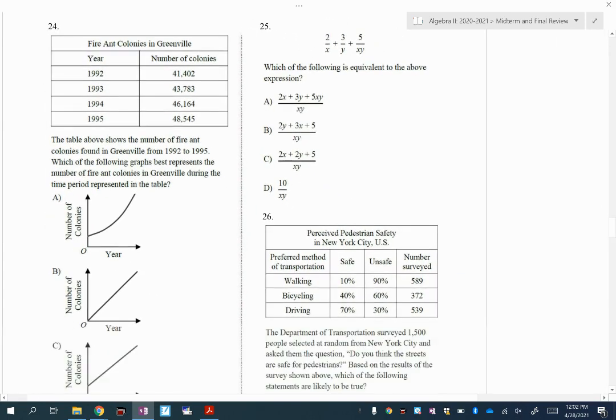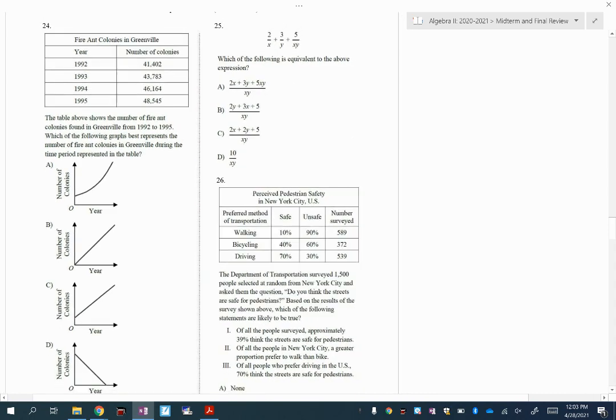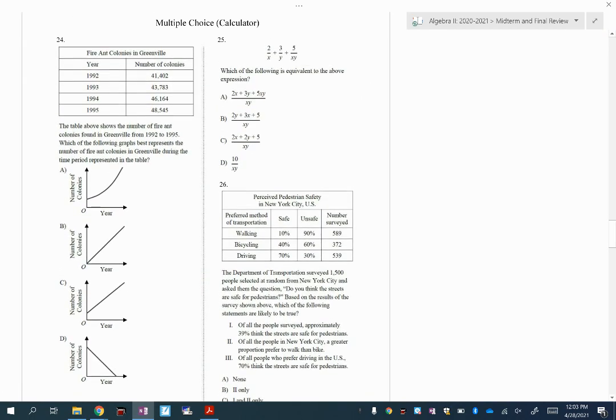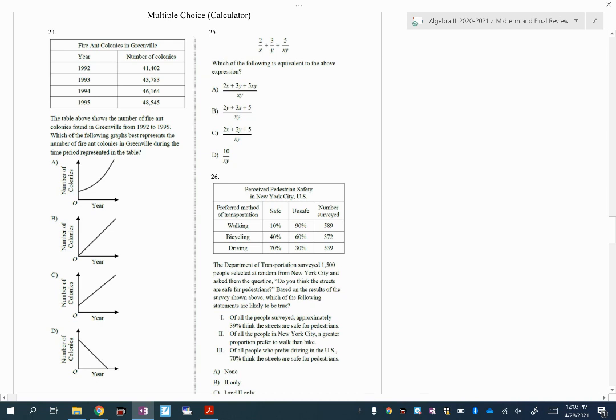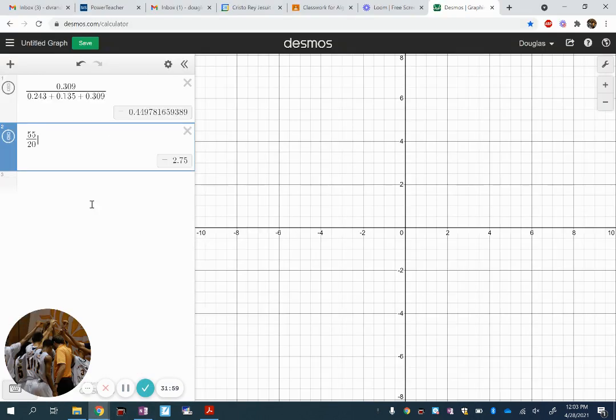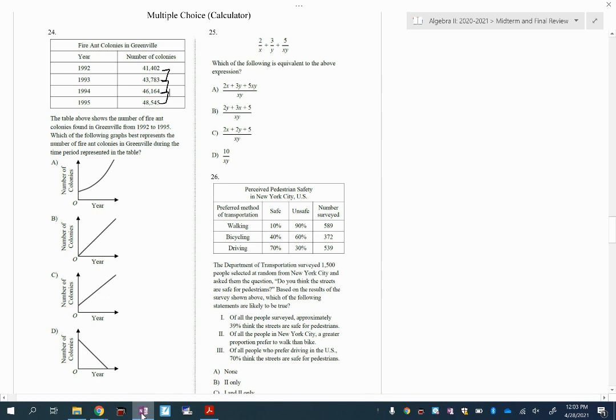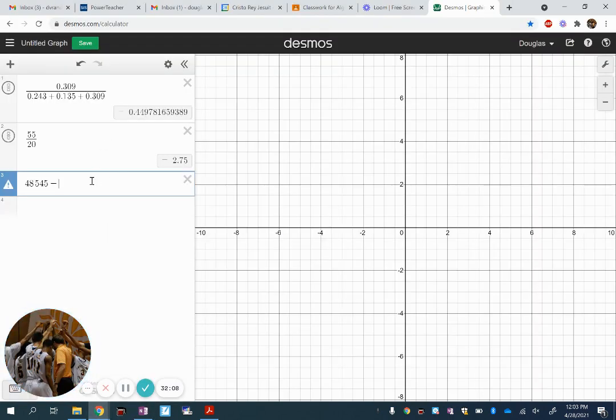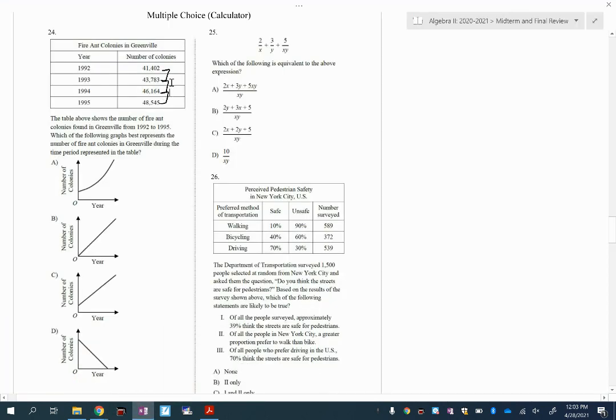We have fire ant colonies in Greenville, and it gives us the table here. And what I noticed when I subtracted each of these values, I'll show you the first one, you can trust me that I did it for all of them. When I subtract, just to see the difference in the years, 48,545 minus 46,164, you get 2,381. Now what happens is if you do that for the next two of those differences, you get the same thing.